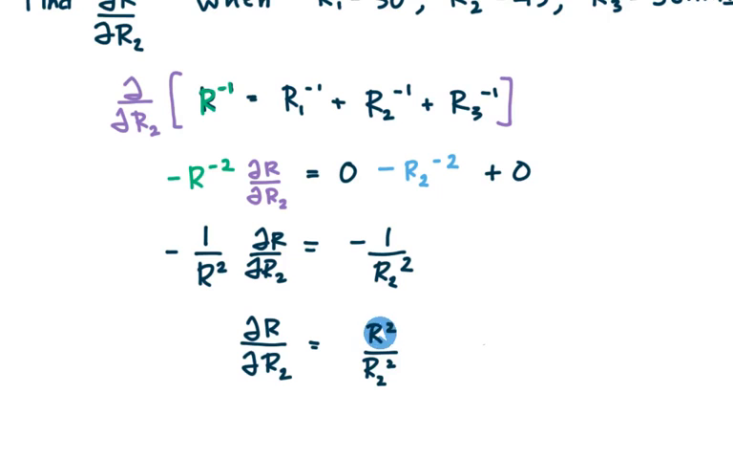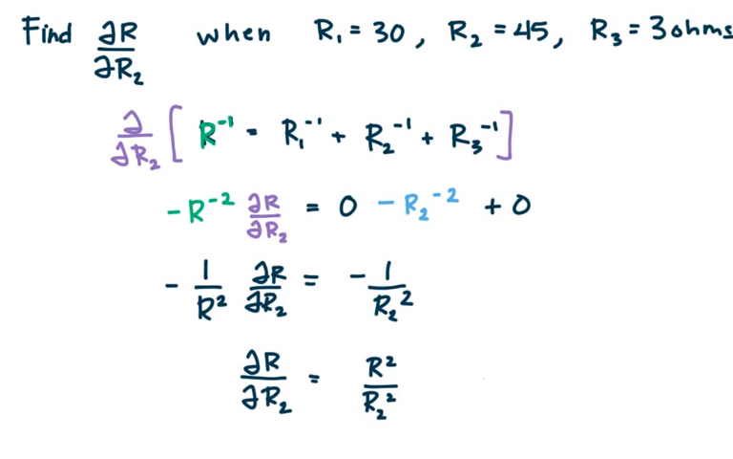So this represents the change in the resistance when we apply a small change to R sub 2, the overall resistance, versus that one resistor in parallel. So we want to find this value when we know these ohm values. So I know what R sub 2 is. R sub 2 is 45. I'm going to be able to plug 45 in there and square it, but I don't know what R is.